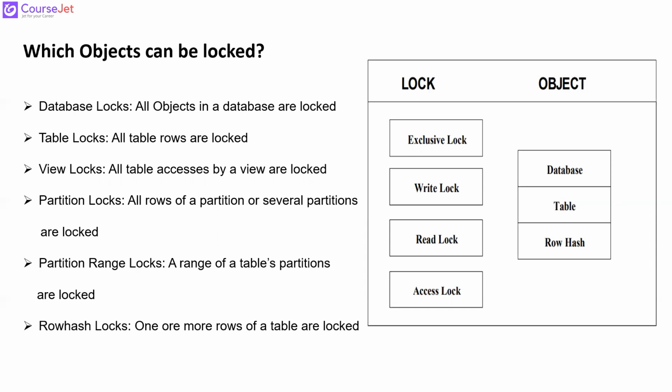Okay, and there are 4 kinds of logs in Teradata. First one is exclusive, second is write, third is read, fourth is access. Okay, so let's see these logs in detail. These logs can be applied on these levels of objects: database, table, and row hash.